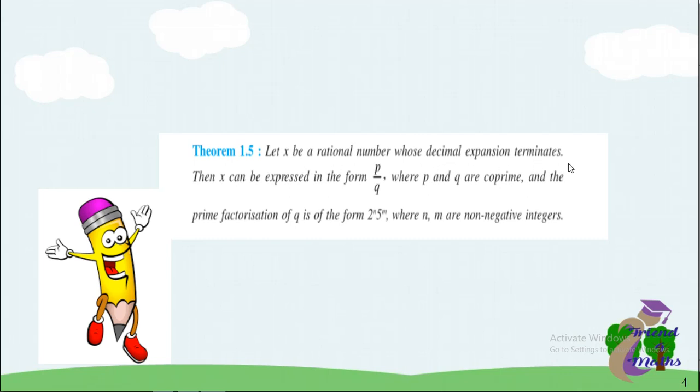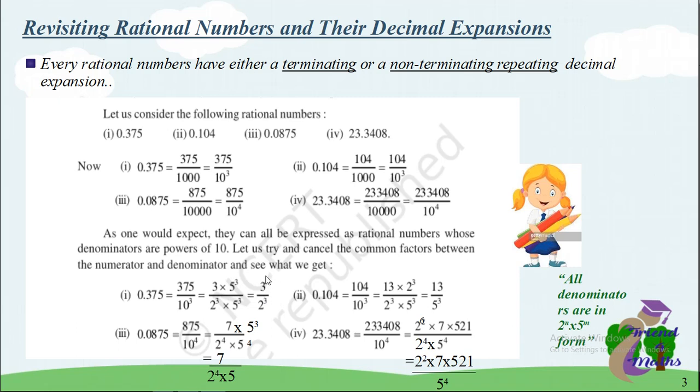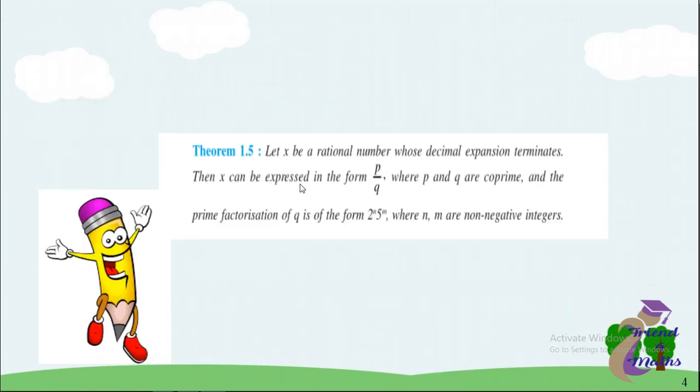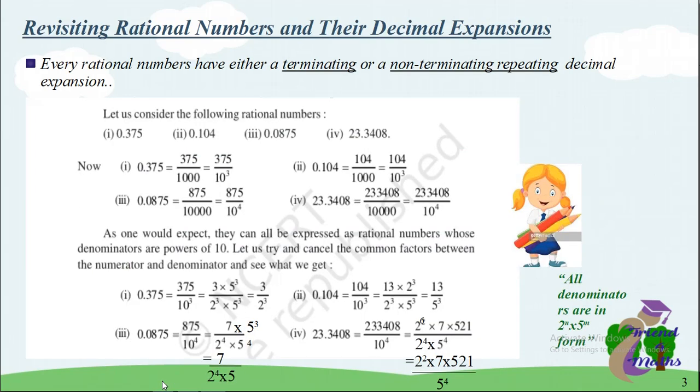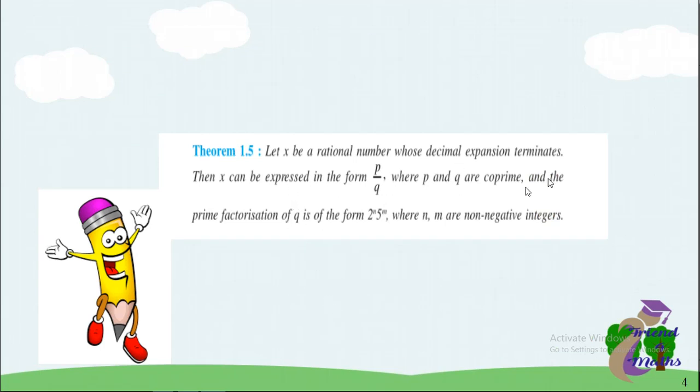That is what the first theorem says. Let x be a rational number whose decimal expansion terminates. We can take this example, a rational number whose decimal expansion terminates, and this x can be expressed in the form p by q, where p and q are co-prime, that is, no common factors to each other. The prime factorization of this q will then be of the form 2 raised to n into 5 raised to m, where n and m are some non-negative integers.